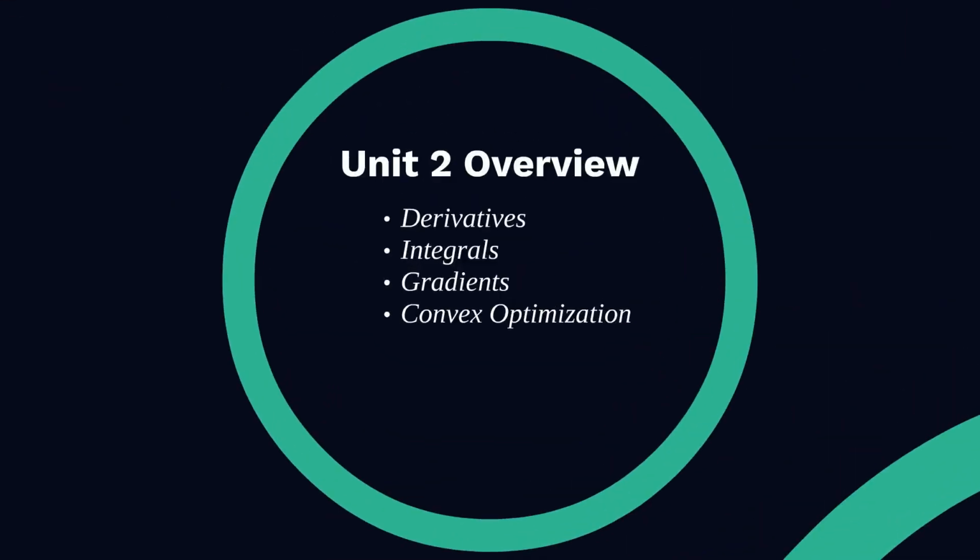Before we begin, just an overview of what we're going to be covering in Unit 2. This first lecture is going to be on derivatives. We're going to build up on that and go to integrals or the antiderivative. Combine those concepts and talk about gradients. And gradients is going to be an exciting lecture. We're going to expand those to higher dimensions. And then finally, we'll use all of that to cover convex optimization. And that is ultimately what's going to be important to understand for machine learning.